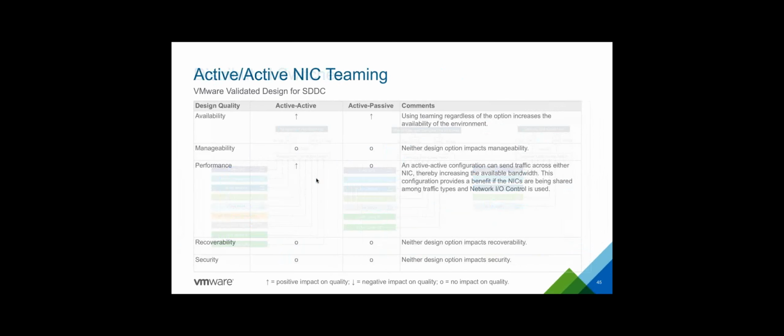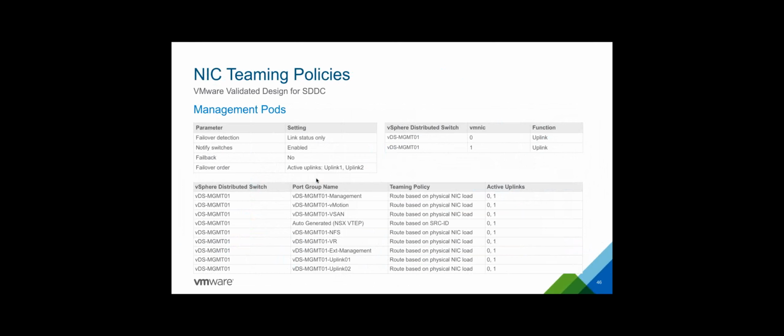And so with that, just a quick note on teaming policies, right? We often get asked, we are using route based on physical NIC load pretty much across the board, across the NICs, except for the VXLAN, where we're allowing that to be auto-generated by NSX for VTEPs. Because we're letting VXLAN do it so we can have two VTEPs, it's going to use route based on source ID for the teaming policy for NSX.